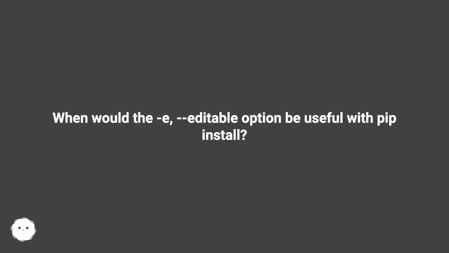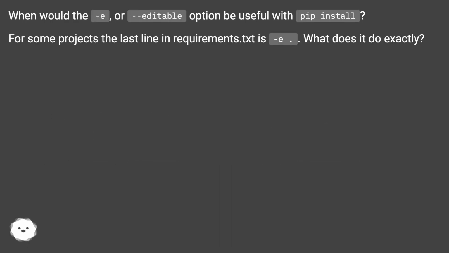When would the editable option be useful with pip install? For some projects the last line in requirements.txt is -e. What does it do exactly?